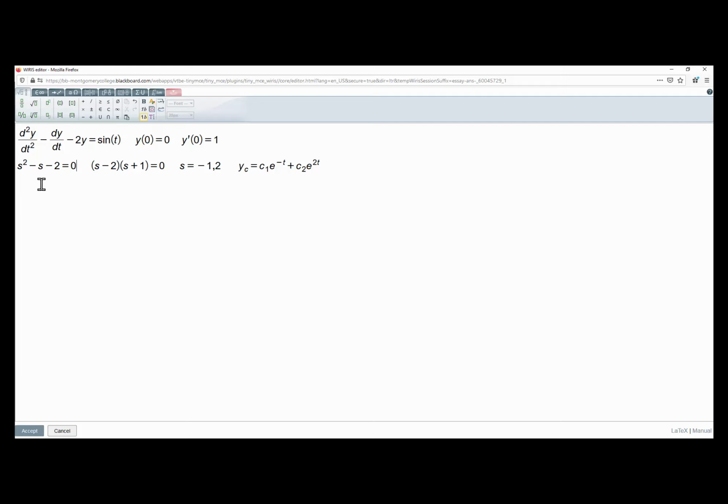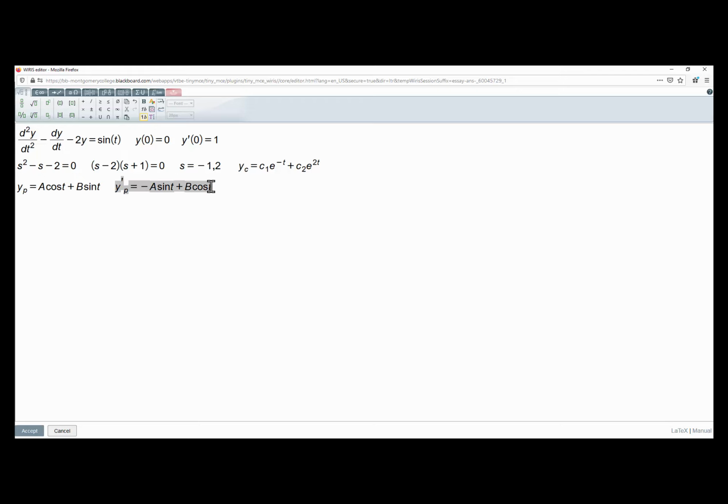Now looking at this part, what we can assume as a particular solution is that yp equals a cosine t plus b sine t. Now we will have to substitute the values according to this in the original equation. So what we do is we take the derivative and the second derivative of this equation. So let's take the derivative. The derivative would be negative a sine t, plus b cosine t. So we got b cosine t, right?